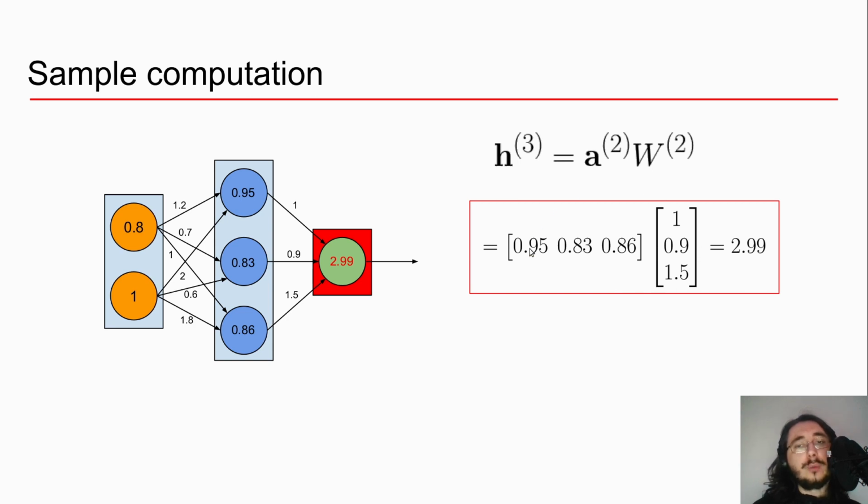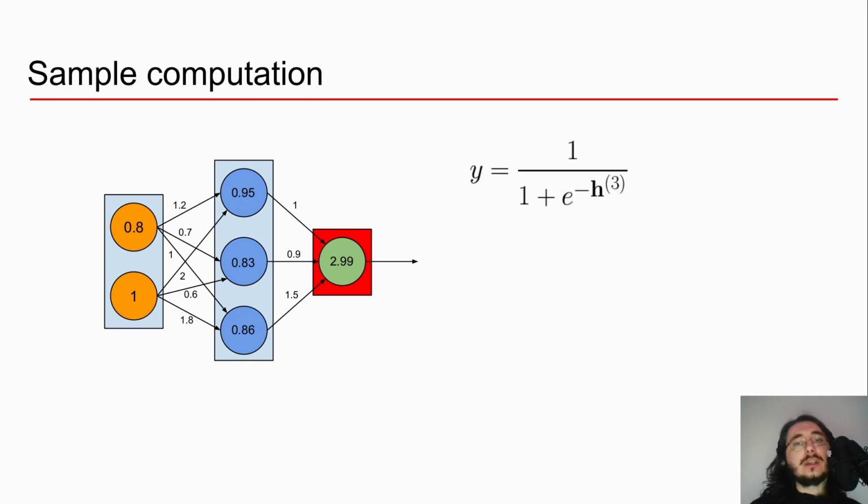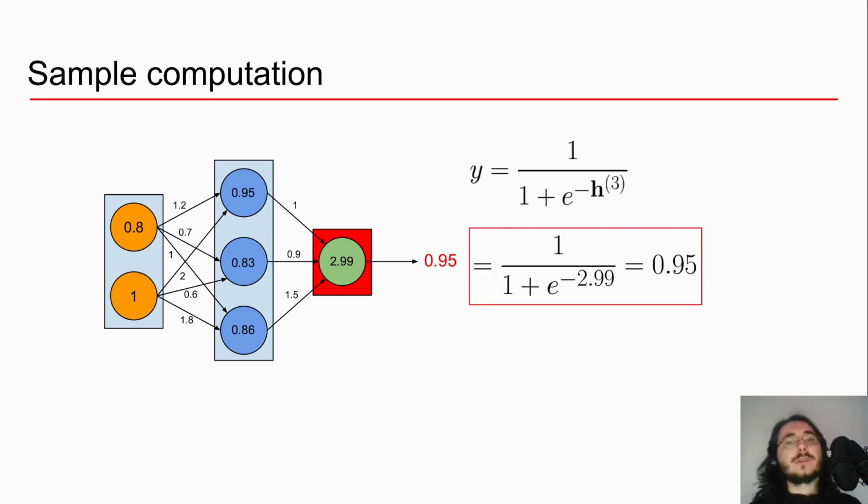So if we perform a dot product here, we end up with 2.99, which is the net input. And now if we want to get to the output of all of this computation, we need to plug that number into the activation function, which in our case is the sigmoid function. So if we do that, basically we end up with 0.95.